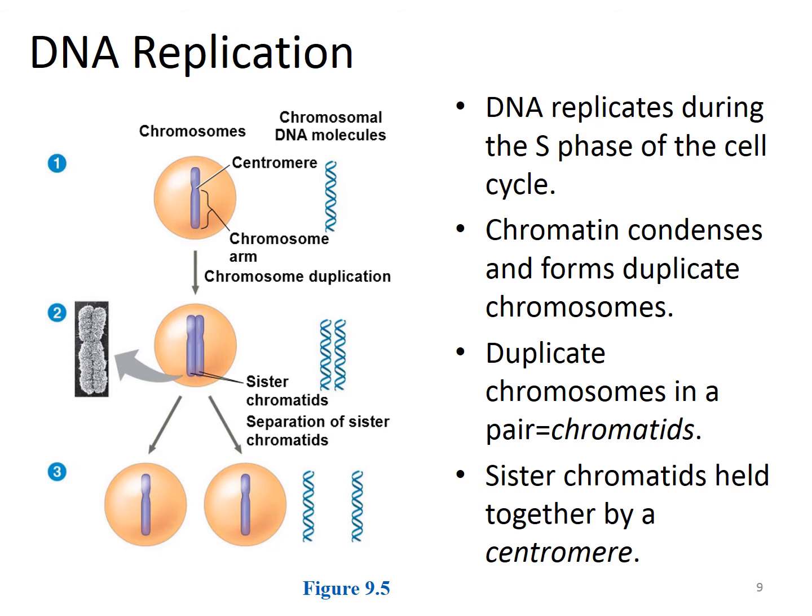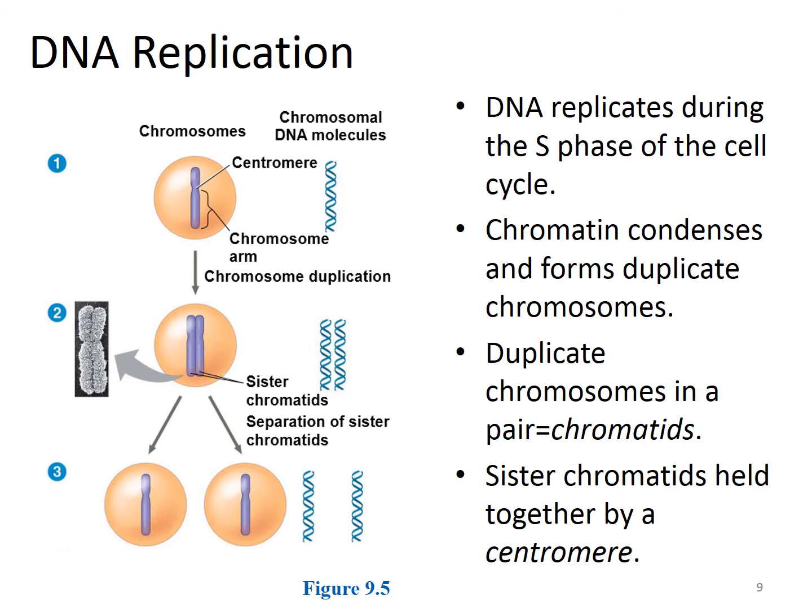Once DNA has replicated, there are essentially two forms of DNA. There's chromatin, which is the loose, unconsolidated form of the DNA. And then the other form you can find DNA in is in the form of chromosomes. Once that DNA is replicated, it starts to tightly coil and condense and form these duplicate chromosomes. These duplicate chromosomes form pairs, and when you see two of these duplicate chromosomes together, those pairs are called chromatids or sister chromatids. The sister chromatids are held together by a little constricted region called a centromere.